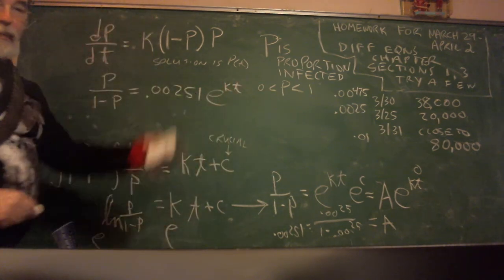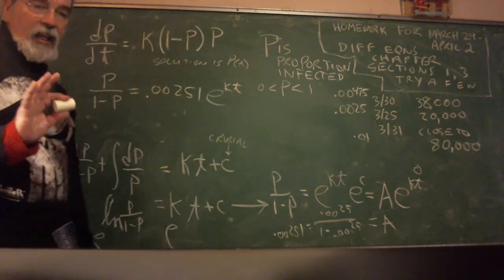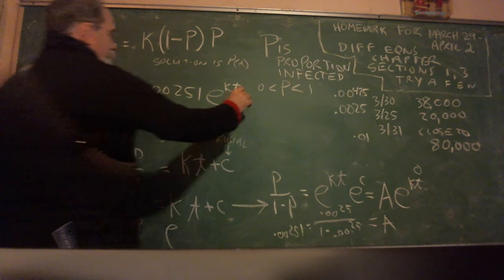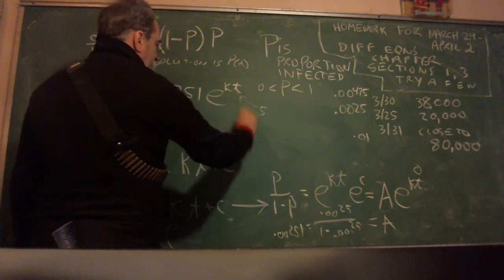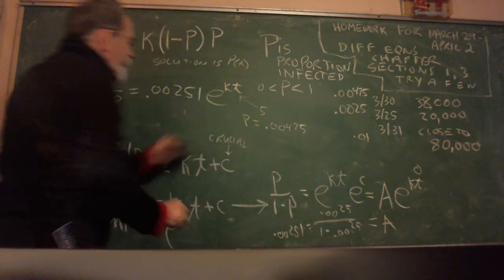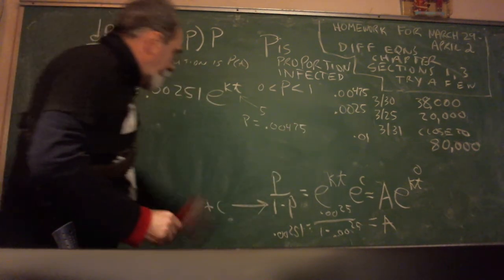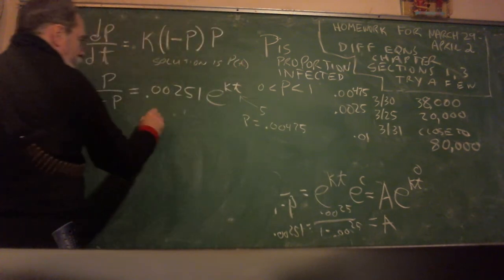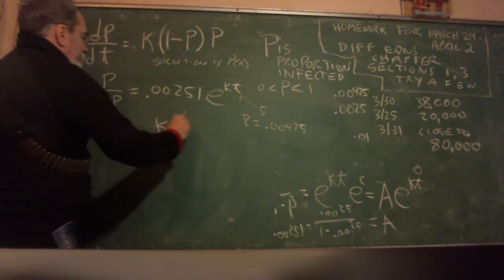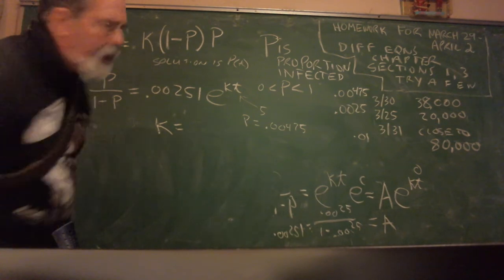And now I still have another piece of data, the 0.00475. It's 5 days later. So I can put t equals 5 right there, and p equals 0.00475, and that gives me the k. The k turns out to be kind of scary. I'll leave you to solve, but I got k equals 0.1285.